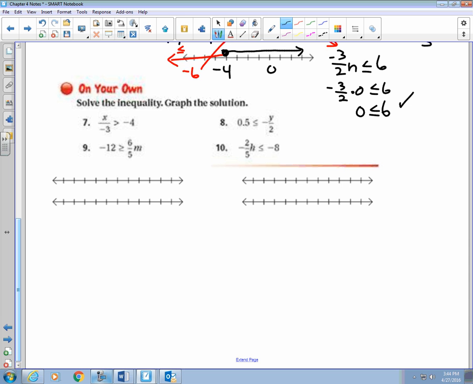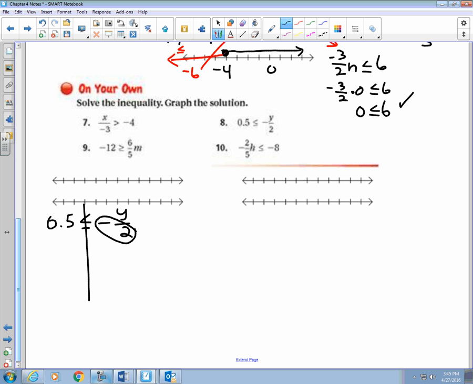So number 8, I get 0.5 is less than or equal to -y over 2. Now, if you remember when we were doing solving equations, this -y over 2, we always said that the negative sign really belongs with that number there. We don't want the negative with the y. We want to keep the negative with the number that's down below.